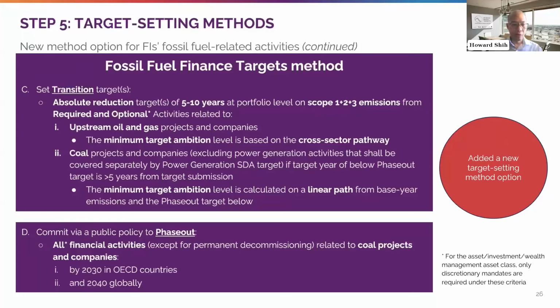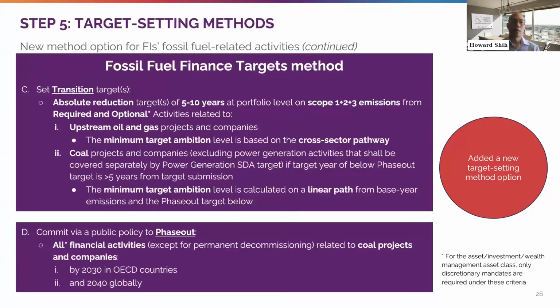And then for the HALT criteria, what is meant by new financial activities? So in terms of new financial activities that FIs will need to commit to stop providing to the three groups: for fossil fuel projects and companies that FIs aren't already involved with, FIs can provide any required, optional or out-of-scope activities.